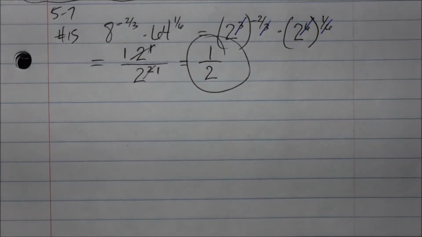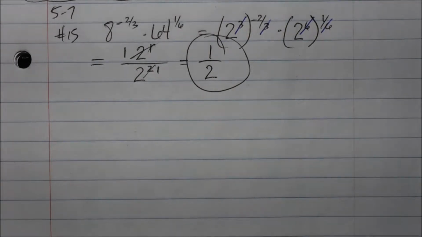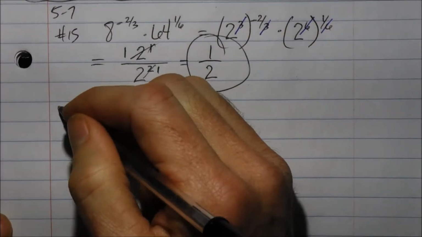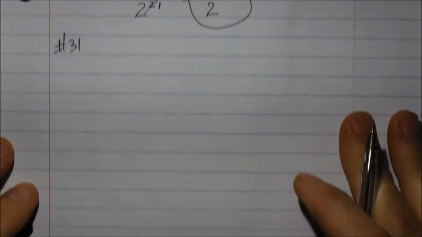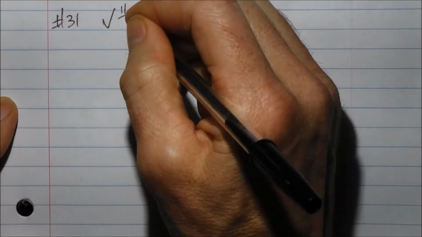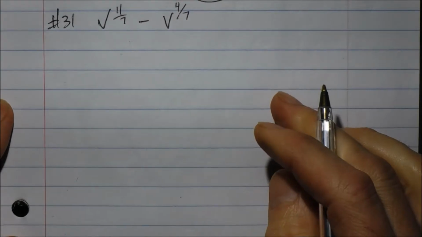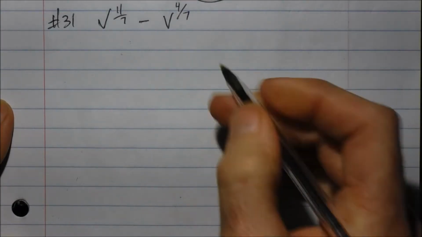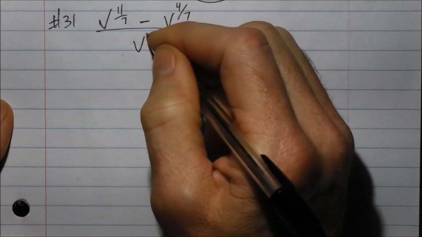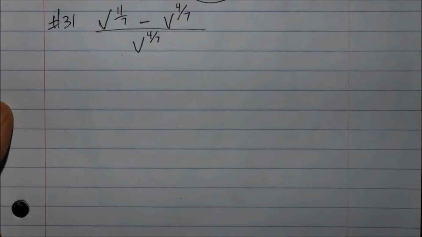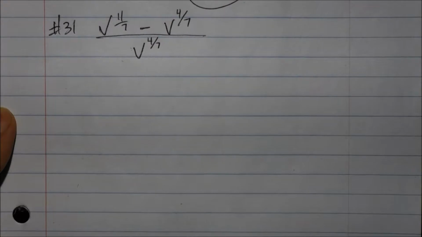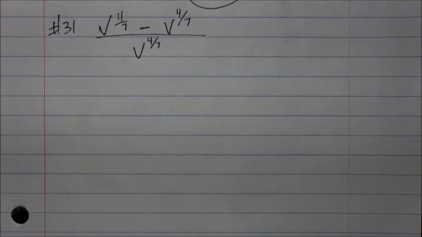Next question, 31. Looks like a Jim Dandy indeed. See what we can do with that guy. So we begin with v to the 11/7 subtract v to the 4/7, and this is all over v to the 4/7. Ooh, that is indeed icky, isn't it? I'm not even sure which way I want to go.